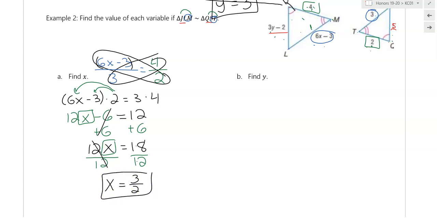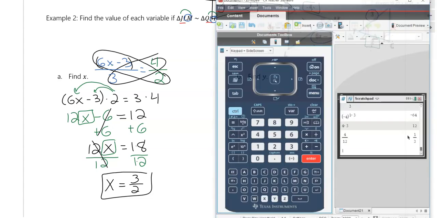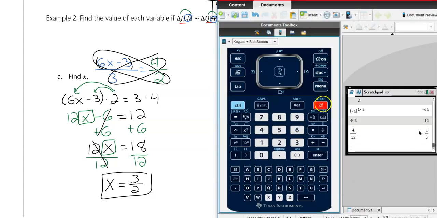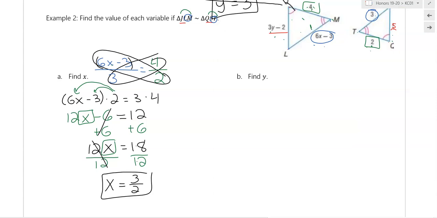You know, I use a calculator to get that. Again, 18 divided by 12 gives me 3/2. If you're using a calculator other than the ones we use in class, make sure you know how to switch to fractions, and if you don't, make sure you ask.